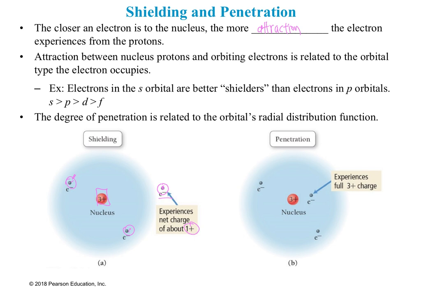There's also some variation between the types of orbitals. So S orbitals are actually better shielders than P, D, and F, and that's just because there's more nodes in P orbitals, D orbitals, and F orbitals, so there's more possibility for penetration to happen where the electrons can get closer to the nucleus just because of those nodes. And S orbitals, we know they're a full sphere, there are no nodes, and so they're better at shielding the outer electrons from the nucleus.